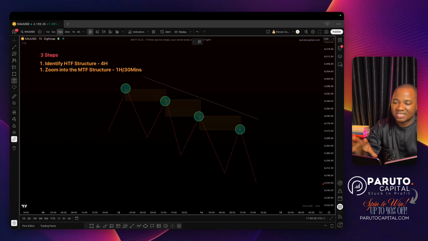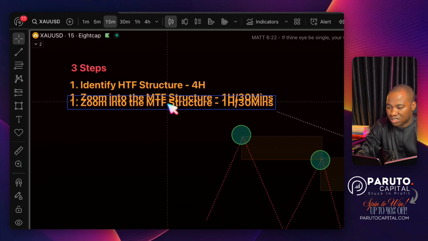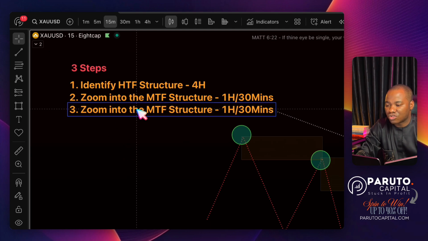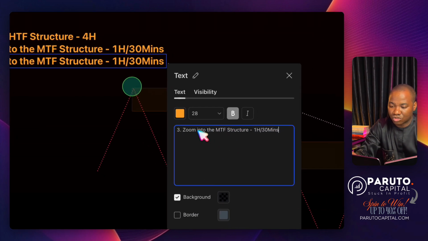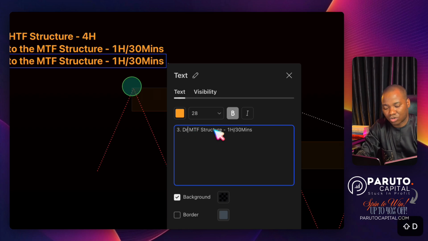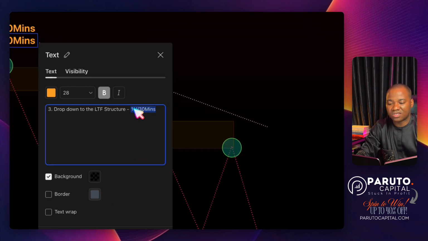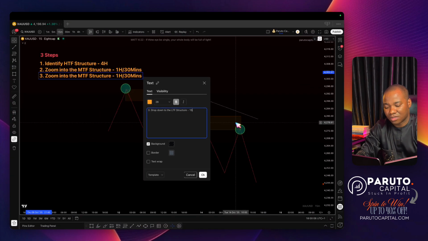Now, step 3 is to drop to the lower time frame for execution. This was step 2, by the way, and now this is going to be step 3. So step 3, we're going to drop down to the lower time frame structure. For me, usually this is going to be the 15 minutes or the 5 minutes. So I would say 15 or 5 minutes here.